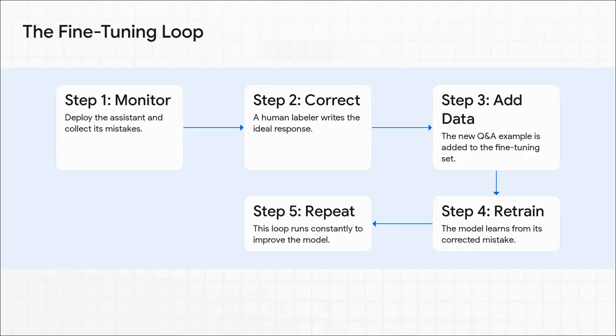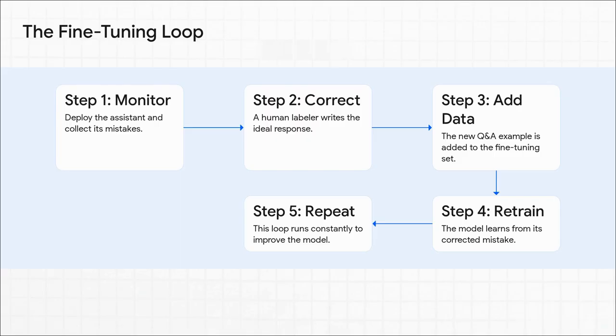And this is a constant, ongoing process. It's a feedback loop. You basically release the model out into the world, and you watch for when it messes up. When it says something wrong or unhelpful, a human expert steps in and writes the perfect response. Then that new example gets added back into the training data. The model gets retrained, learns from its mistake, and gets a little bit better.